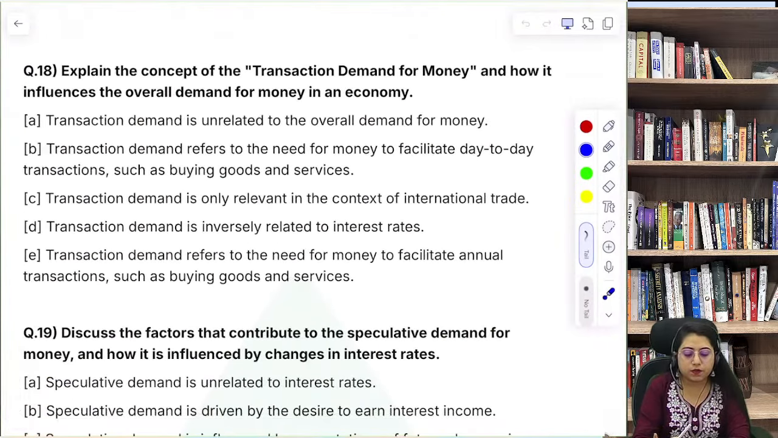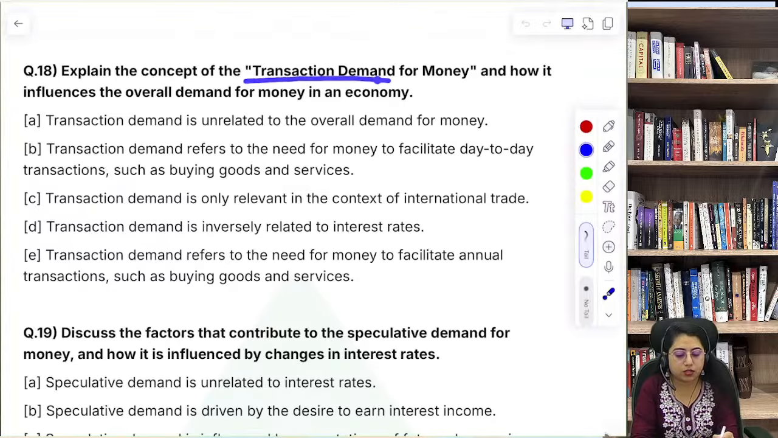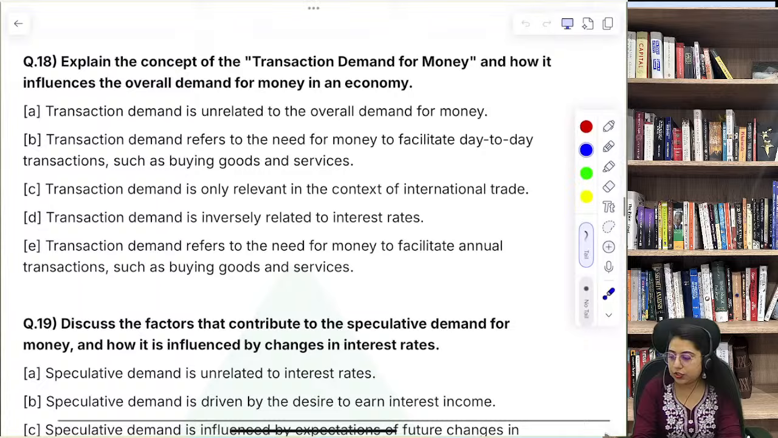Explain the concept of transaction demand for money and how it influences the overall demand for money in the economy. Yes, aggregate demand increases due to the upward pressure in the prices and increase in the inflation. Correct. Question number 18.